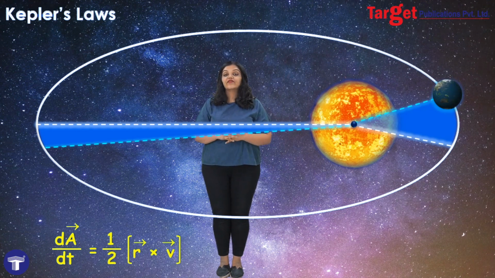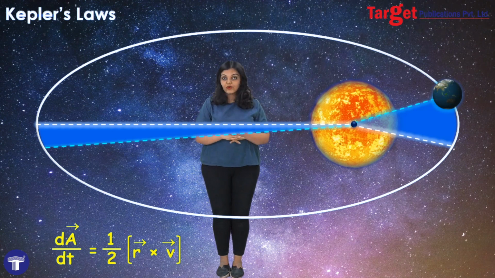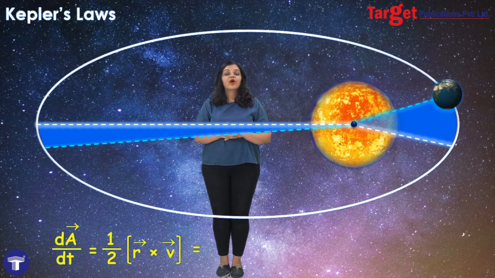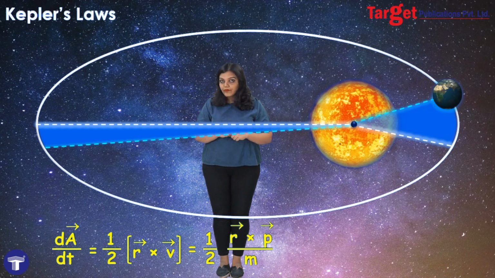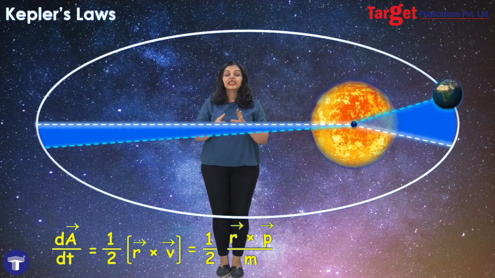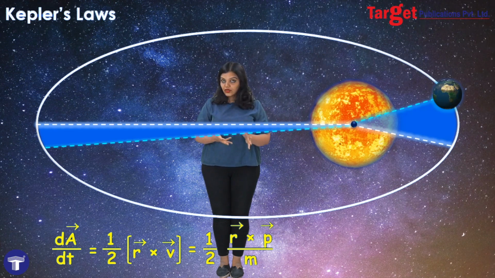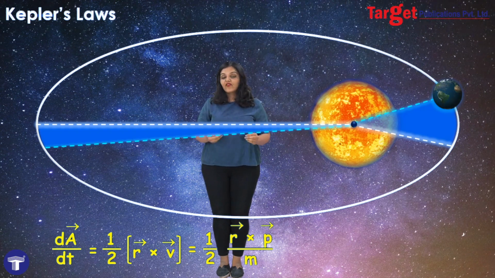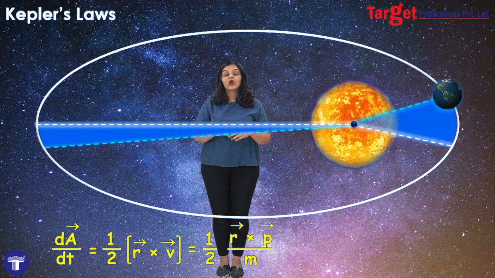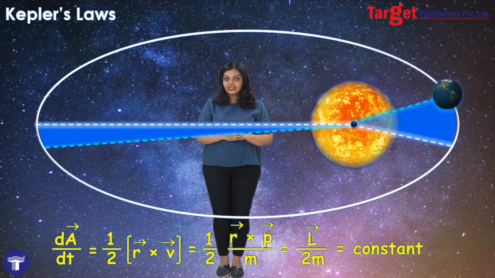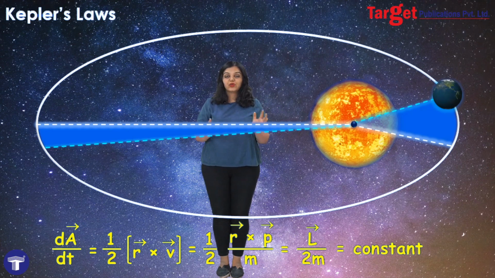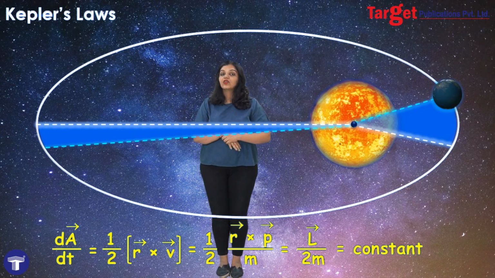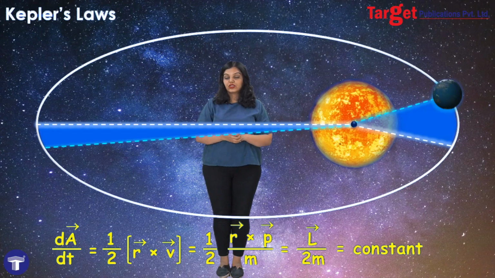And now from here, I will convert this formula from a formula of velocity to a formula of momentum, and I will replace v with p/m, and therefore I get the formula as 1/2 r × p/m. But we know that r × p, where p is the linear momentum and r is the distance from the center of the Sun to the planet, is nothing but the angular momentum of the planet, and therefore I have said that dA/dt is constant, which means that L/2m is constant, and in general, because the mass we consider to be constant, we are basically saying that the angular momentum is constant, and therefore Kepler's second law is essentially a statement on the conservation of angular momentum.